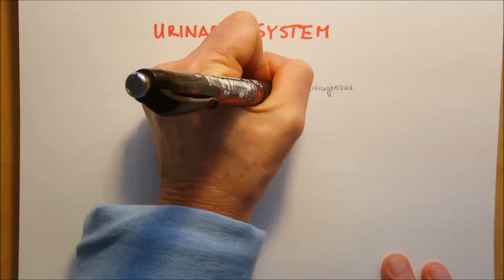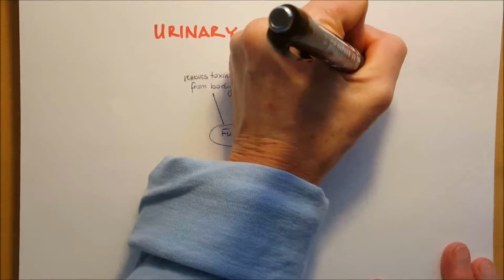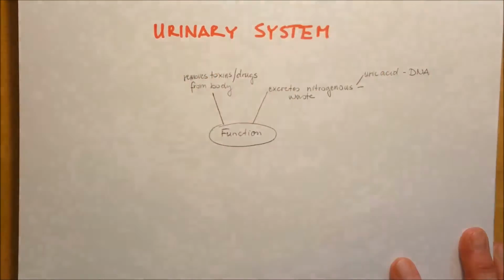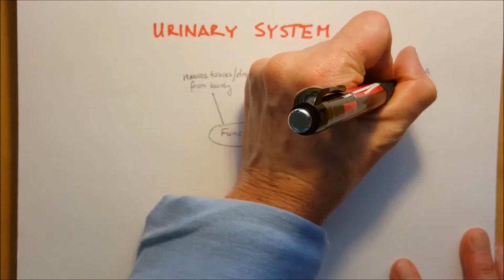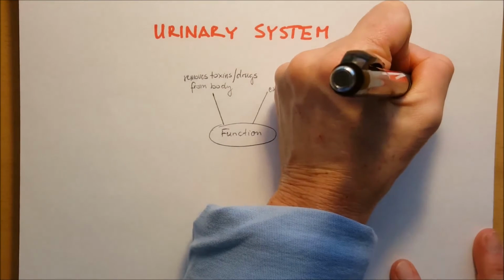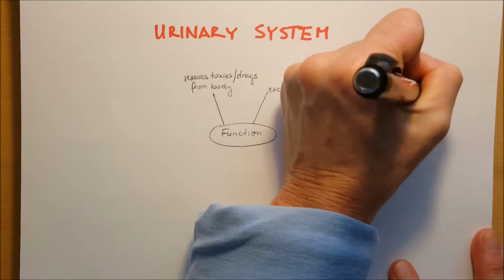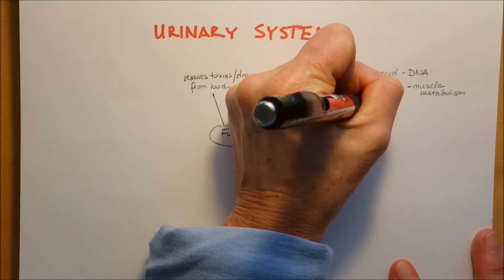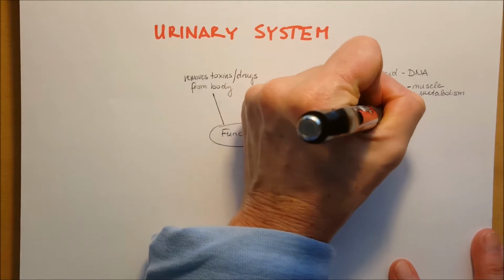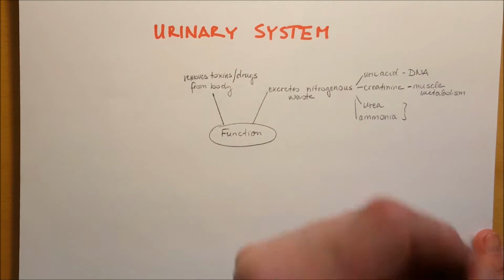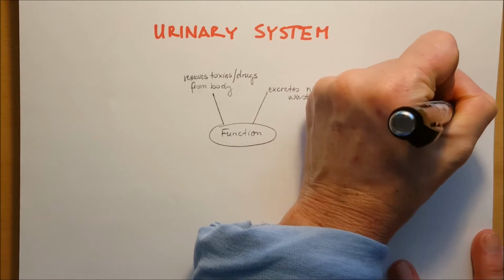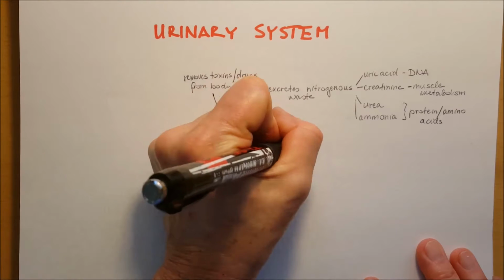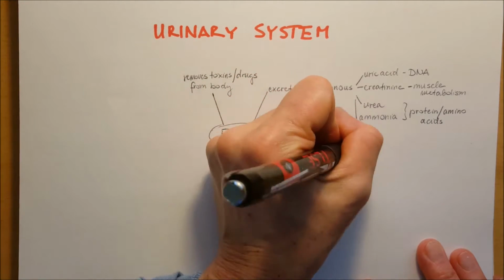Where can the nitrogenous waste come from? Or what are those? One of them is uric acid, that comes from breaking down DNA. The other one is creatinine. This is one of the end products of muscle metabolism. Urea and ammonia are also nitrogenous waste that come from protein or amino acids breaking down. That happens, for example, in the liver when amino acid is used for gaining energy for the body.